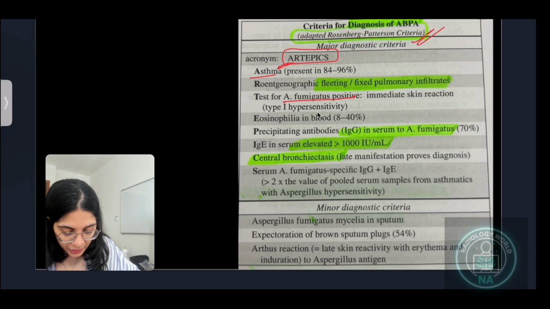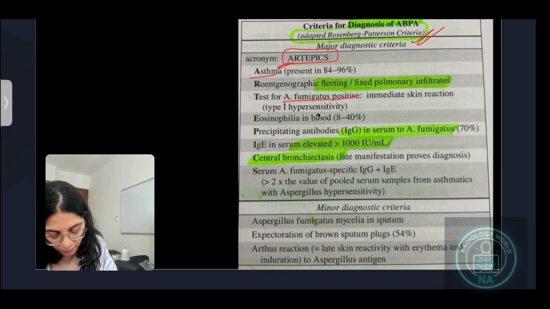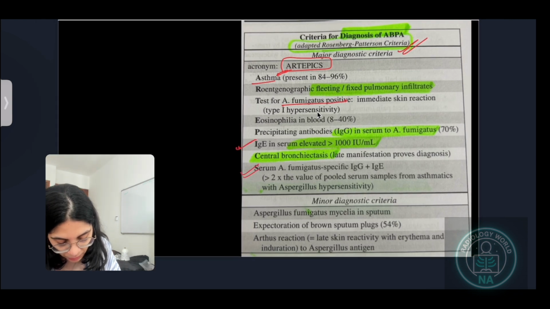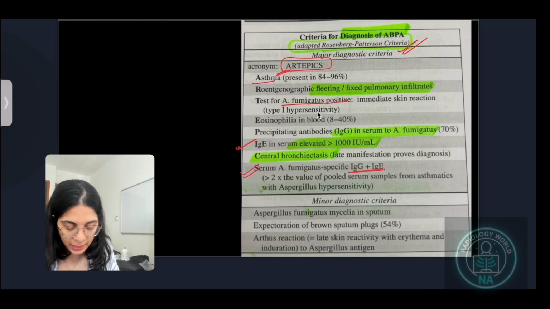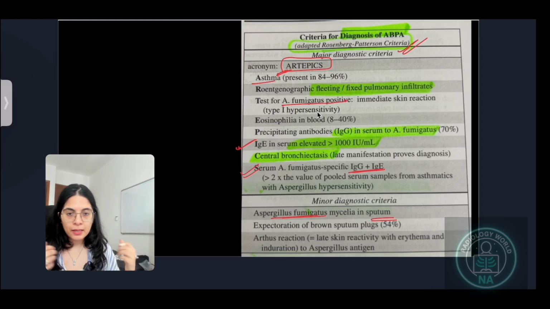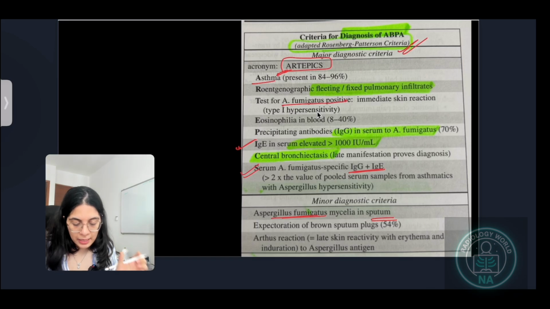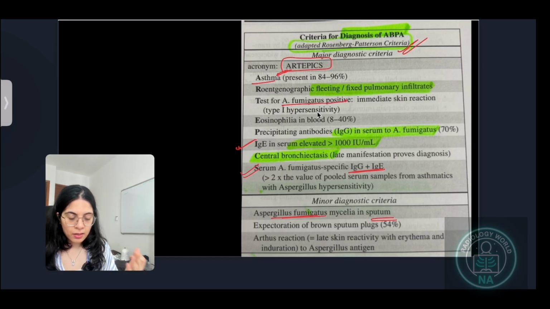I is IgE in serum elevated more than 1000 international units per ml. C is central bronchiectasis, which we have already covered, and S stands for serum A. fumigatus. So we have talked about both. IgE is also elevated, and the serum A. fumigatus specific IgG plus IgE is also elevated more than 2 times the value of pooled serum samples from asthmatics with Aspergillus hypersensitivity. Okay, so that is the basic criteria for the diagnosis of ABPA. The minor diagnostic criteria is either Aspergillus fumigatus mycelia in the sputum, or expectoration of brown sputum plugs, because these are hyphal and fungal mucus plugs being expectorated. So that leads to these classical brownish plugs. And then there is an Arthus reaction, which is basically a late skin reactivity to the Aspergillus antigen. Okay, so that is the basic diagnostic criteria.